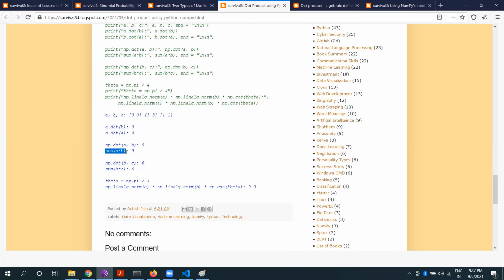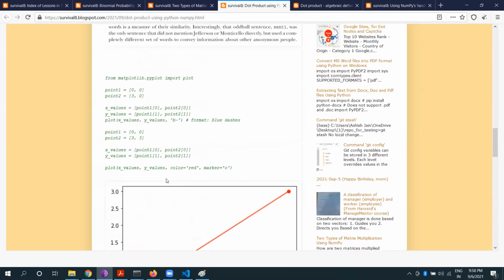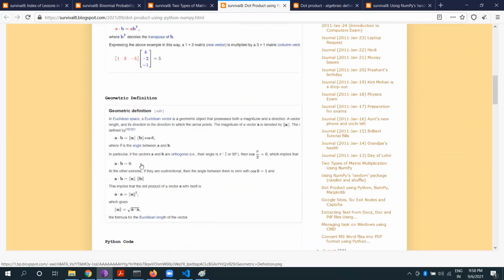This is pretty straightforward. With lists we cannot do this, but with NumPy arrays we can do multiplication, and it would essentially multiply element by element, and then sum it. We also see over here linear algebra and norm, this operation you were seeing, right? Geometric definition.